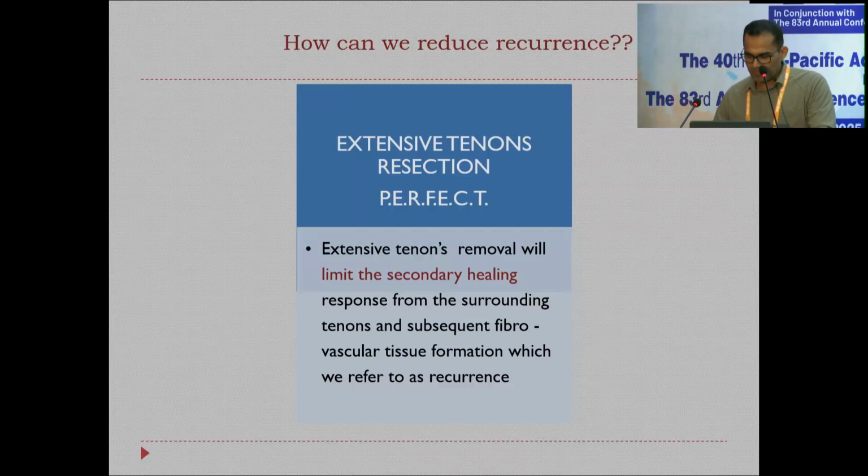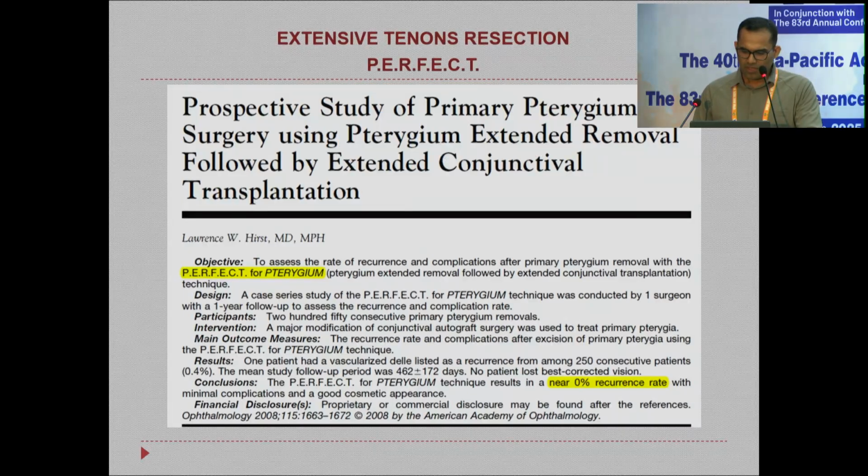We'll go into it. Extensive tenons removal will limit the secondary healing response from the surrounding tenons and the subsequent fibrovascular tissue formation, which we call recurrence. It is not actually recurrence; elastosis doesn't form again, it is a fibrovascular tissue. It is prevented. This is the first study he published, about 250 patients, and almost every patient had a 1-year follow-up, and again this study had a nearly 0% recurrence rate.